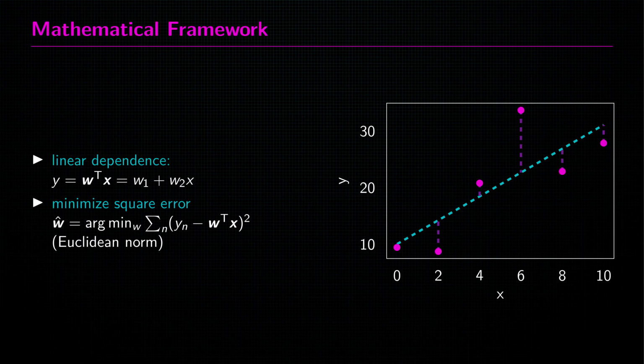The goal now becomes to find the parameters w that minimize the square error. w are also called the model parameters, since they define the model or function that we fit. The function to minimize is also called the loss function.